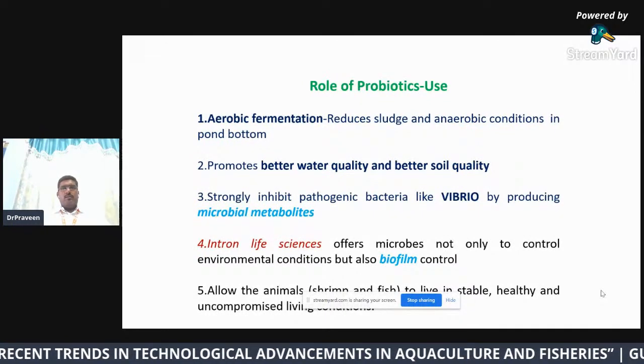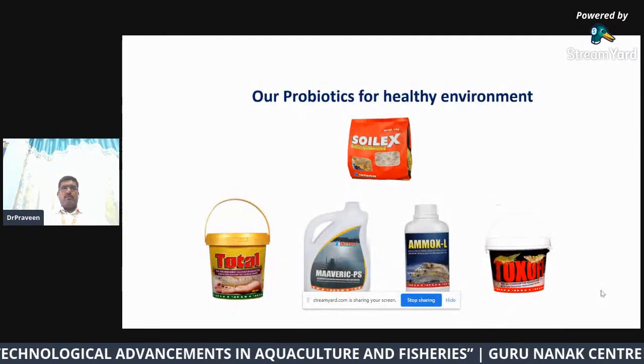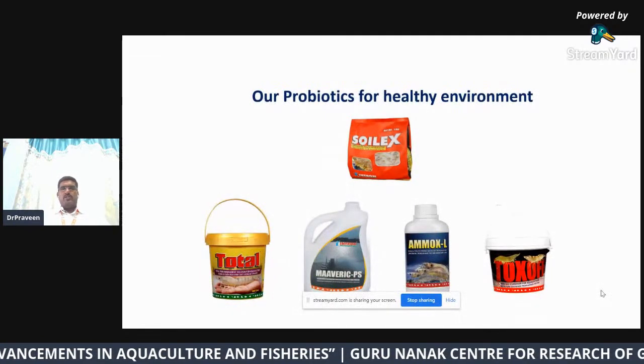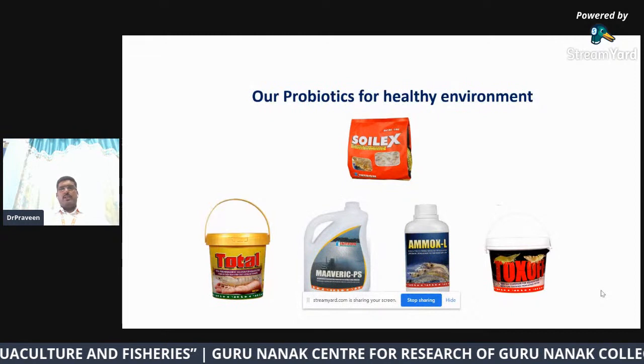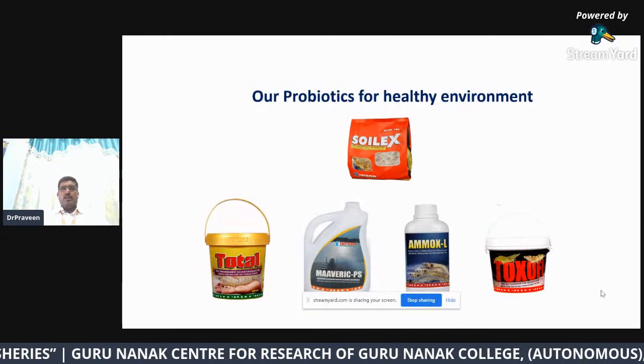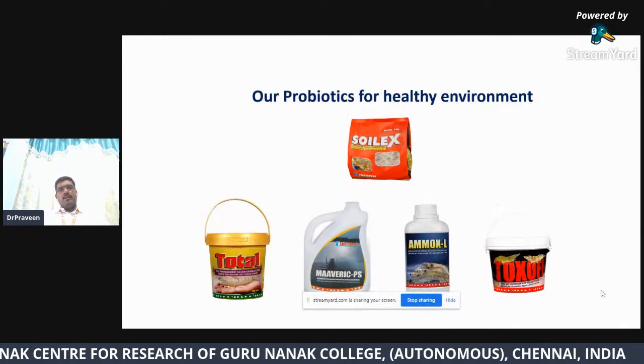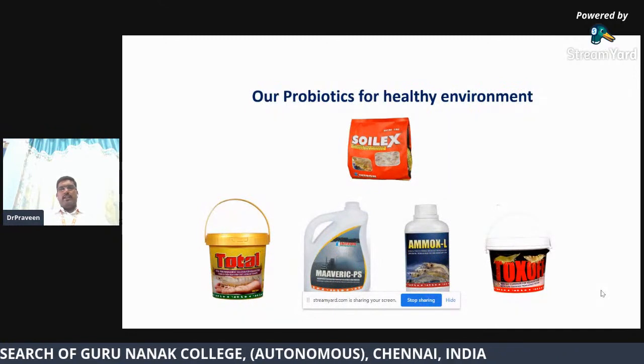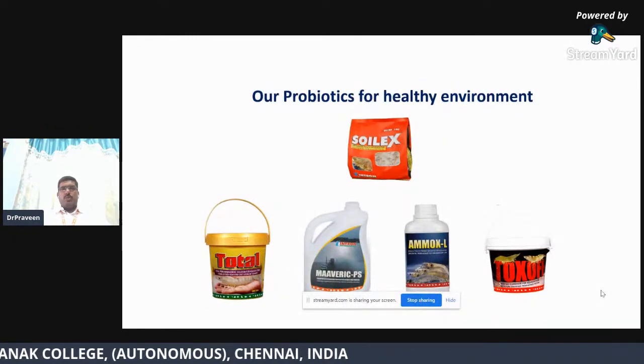As a probiotic company, we produce this kind of probiotics: Soilex, Total, Maverick PS, Amoxil, and others. These are different kinds of probiotics. So I request all of the farmers to follow probiotic variations. Don't depend on a single probiotic.